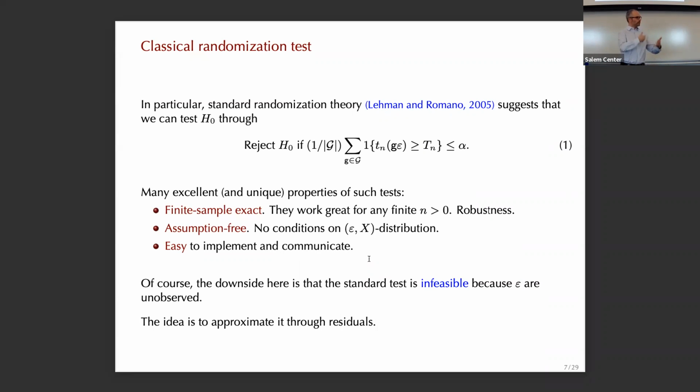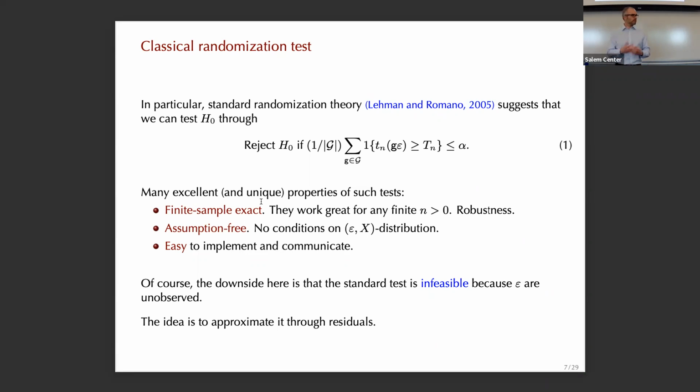And then keep repeatedly doing that and compare your observed value with the test statistic. It's extremely simple and it has all these nice properties. Now this works in experimental studies and it's great, right? It has finite sample validity.